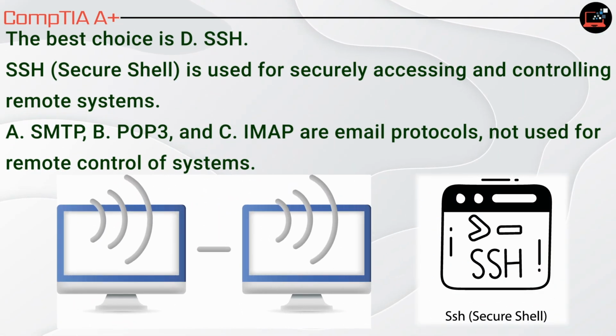The best choice is D, SSH. SSH, Secure Shell, is used for securely accessing and controlling remote systems. A, SMTP, B, POP3, and C, IMAP are email protocols, not used for remote control of systems.